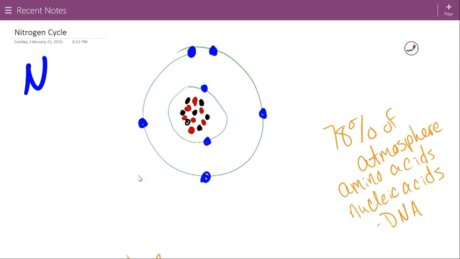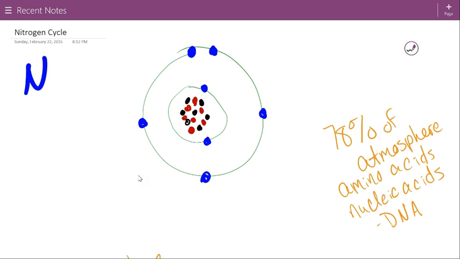So let's start by talking a little bit about nitrogen itself. This lovely picture here is basically an atom of nitrogen. So nitrogen is the seventh element on the periodic table. That means it's got 7 protons in the center. Those are the red things, and they have basically a positive charge. And then there are 7 neutrons, the black things, and then there are also 7 electrons, which are the blue things in those circles, and we'll talk about that more in just a moment.